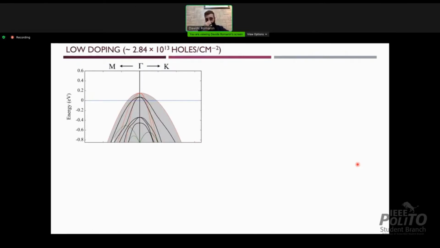Here I'm showing you the electronic band structure in reciprocal space. The black line is the dispersion of the surface, while the gray shaded region is the bulk projected over the surface. Therefore, we can say that we have electronic states at the Fermi level, here the blue line, if the black line falls inside the gray shaded region. Otherwise, it is called surface-like states. Now, we can clearly see that the black line falls inside the gray shaded region. Therefore, at low doping, the system acts as bulk-like.